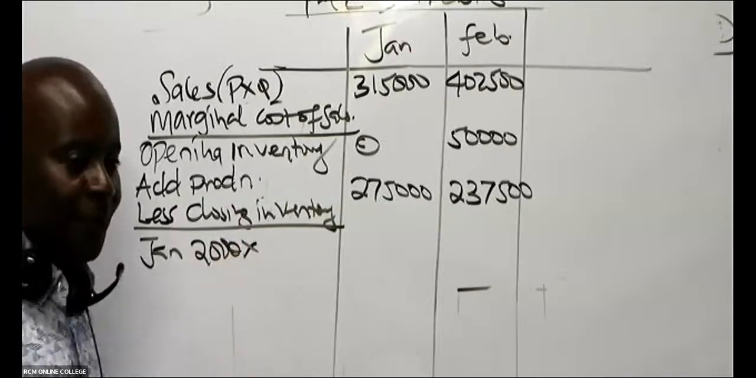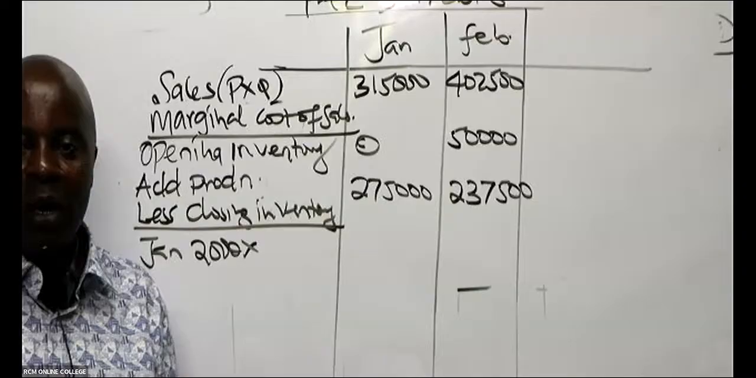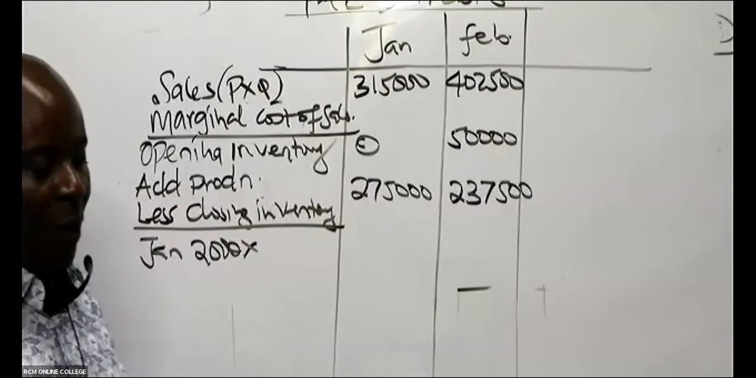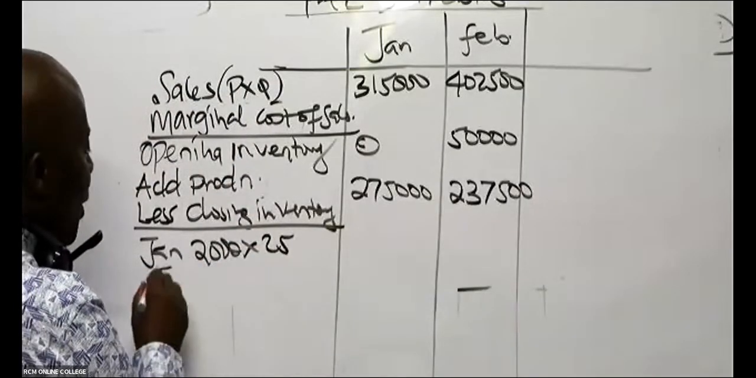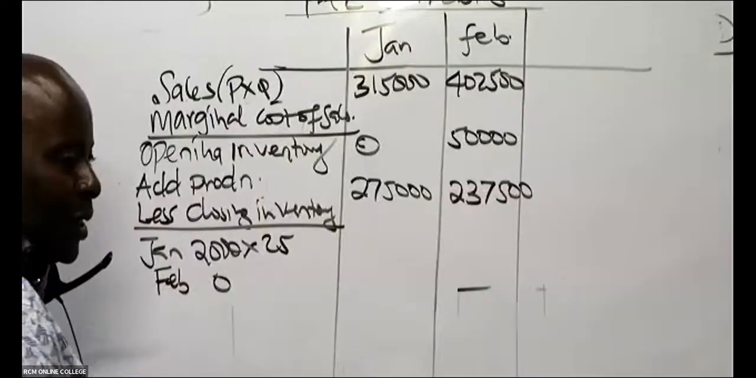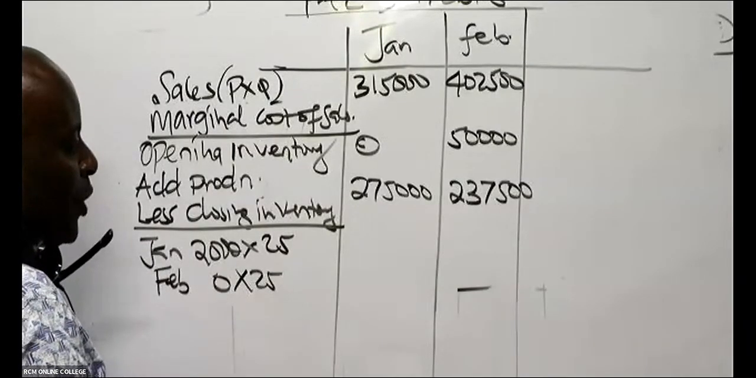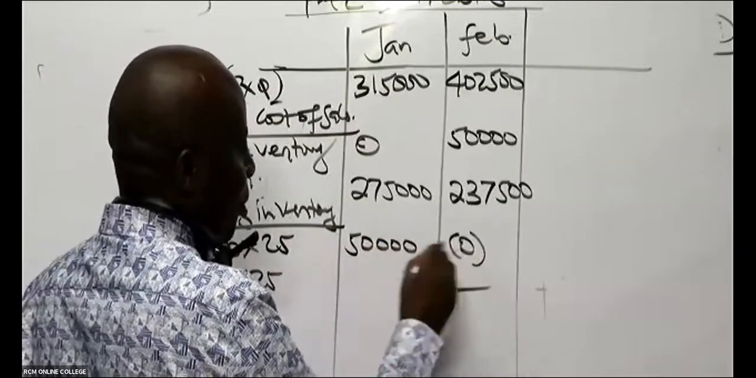At what rate? Remember, inventory and production, we normally value them at the same. Because you're using marginal cost, you're valuing this at 25. February, closing was 0, isn't it? For revision, I can just say times 25. So then this gives me 50,000, right? This gives me 0. Remember, I'm supposed to subtract.